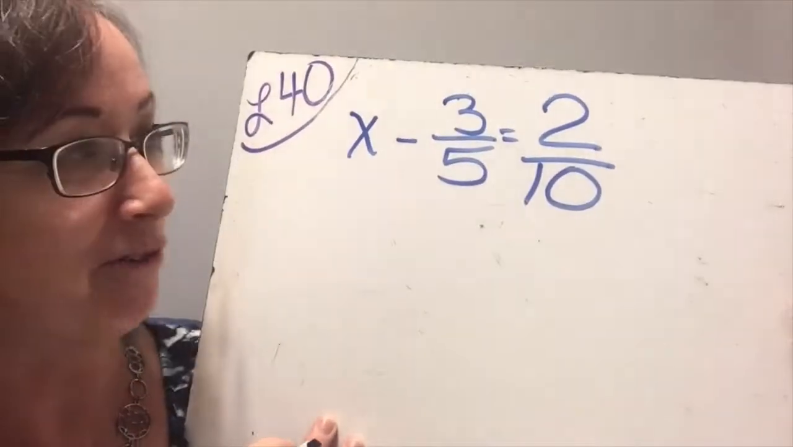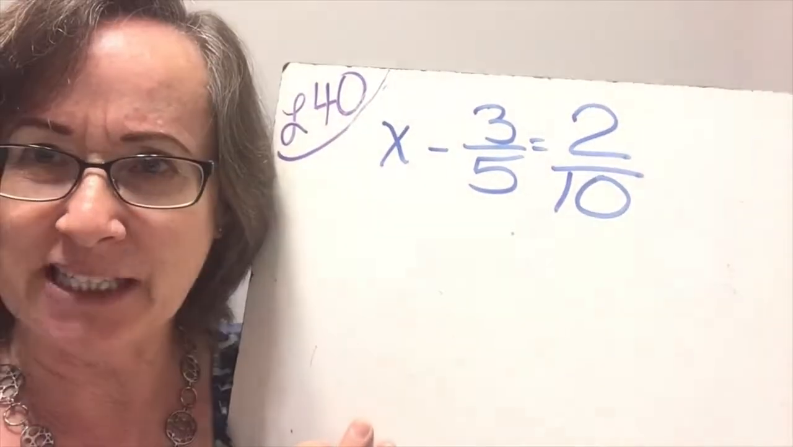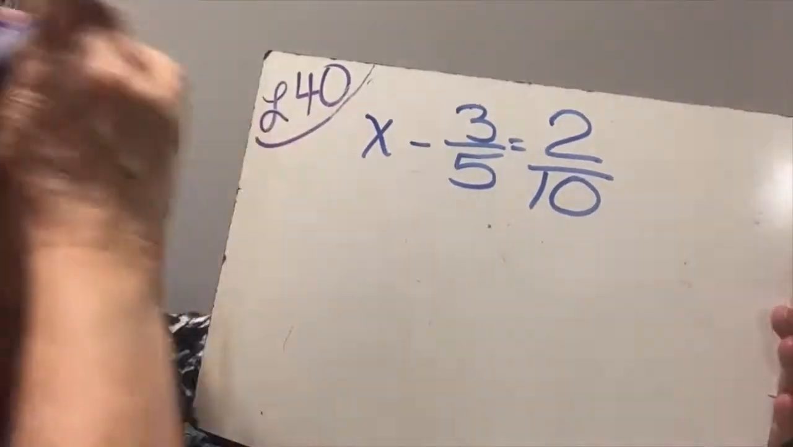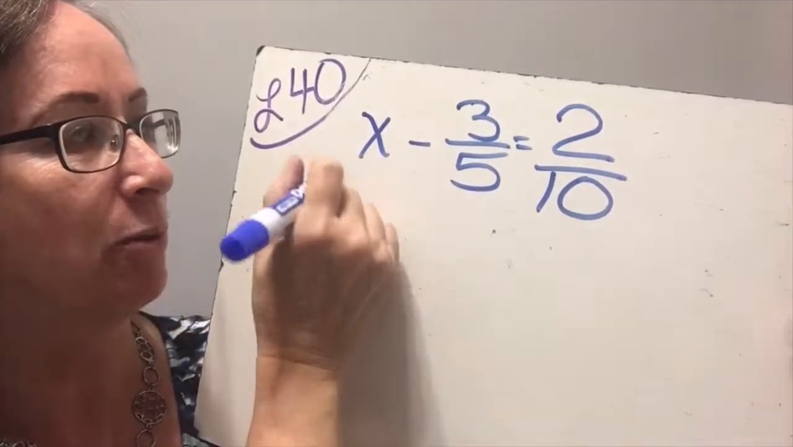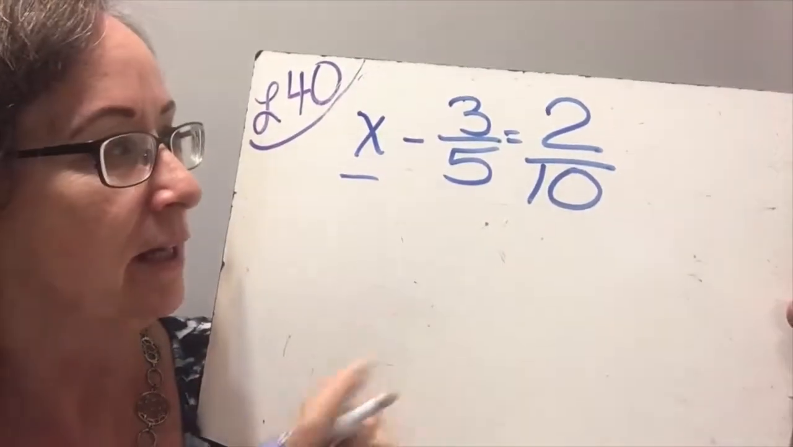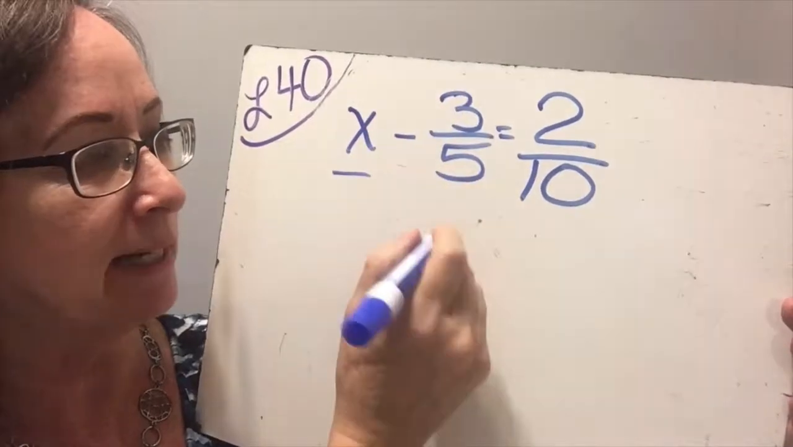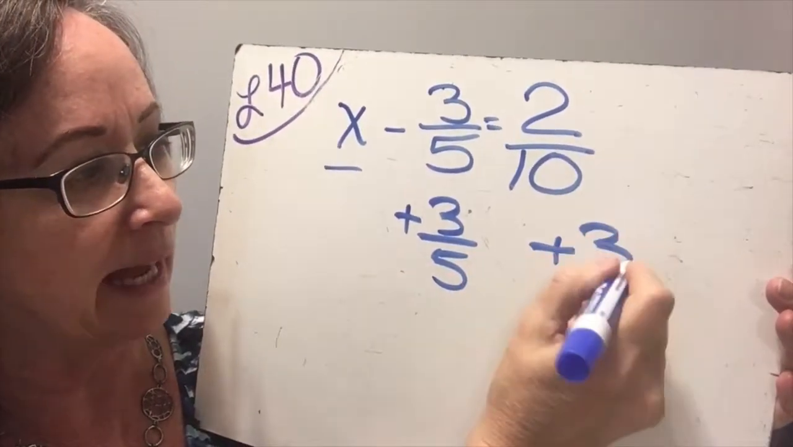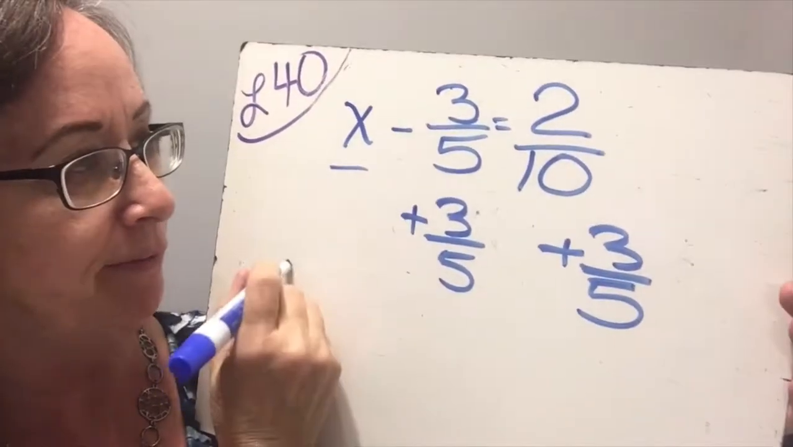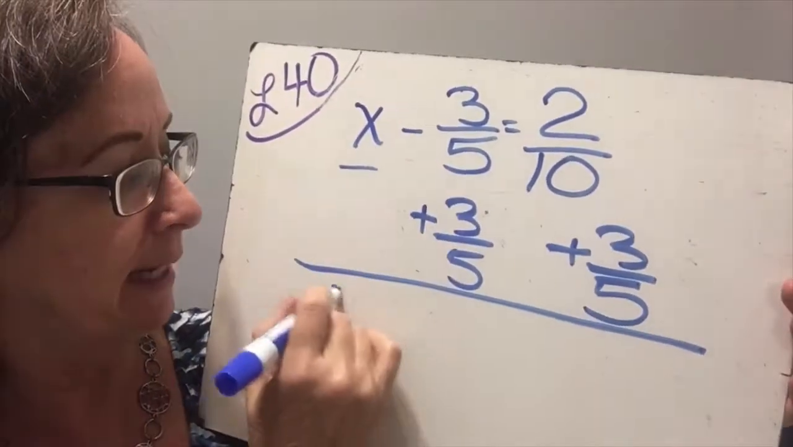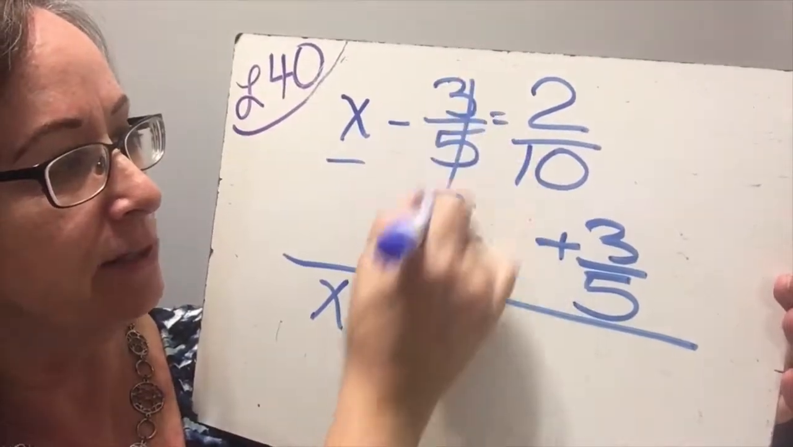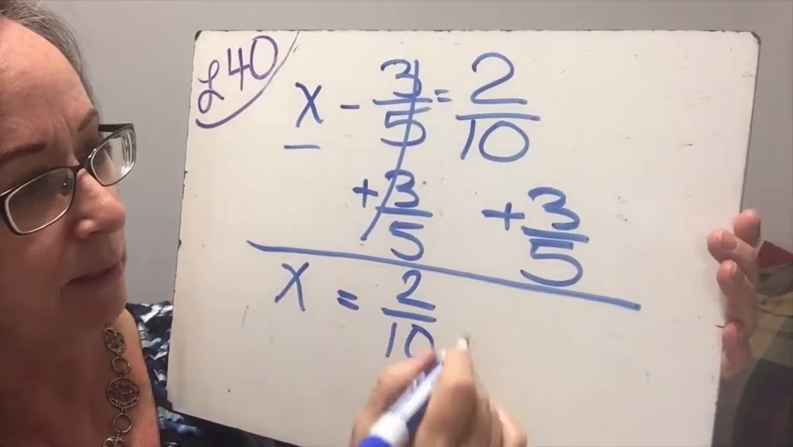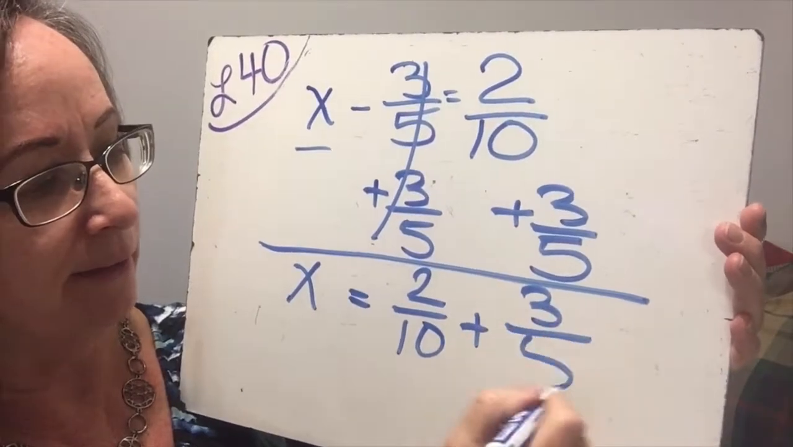Okay, another one with fractions. Maybe a little bit easier fractions though, because 5 goes into 10, right? So we're going to start by trying to get our x by itself. So since it's subtracted already, we're going to add a 3/5, and then over here on the other side, we're going to add a 3/5. So we bring down our x. These are going to cancel, and then we're going to get 2/10 plus 3/5.